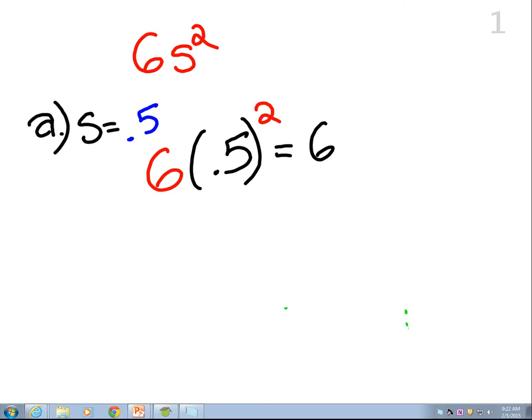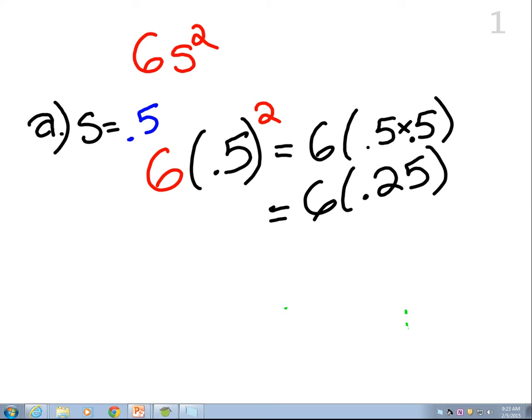6 times 0.5 times 0.5, and I'm just going to work this out so we can do a review on decimals. When I multiply decimals, I ignore the decimal points for a minute. I multiply them together like normal, and then what do I have to do? Add the decimal places in again. Beautiful. My goodness, you guys are smart. 0.25, because 5 times 5 is 25, and there is 1 decimal place, 2 decimal places. 1 plus 1 is 2.